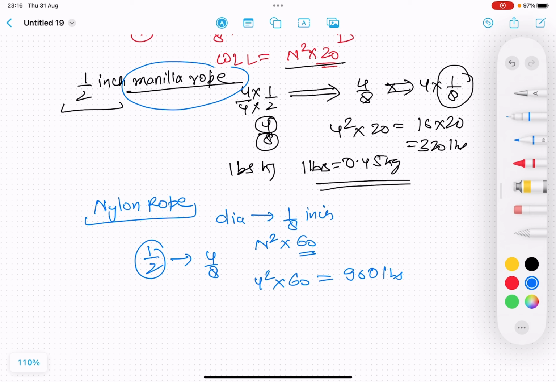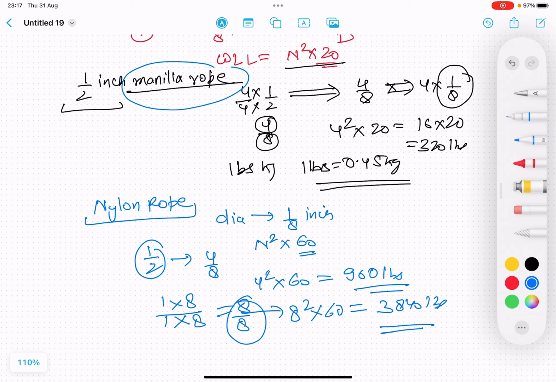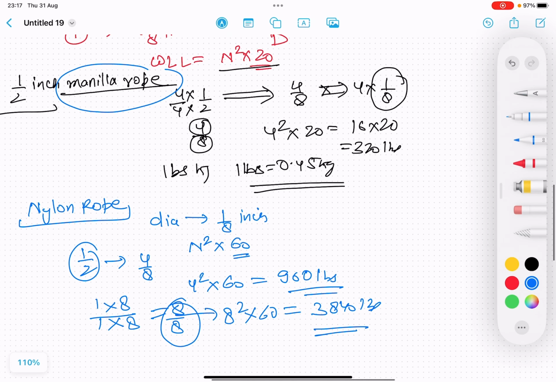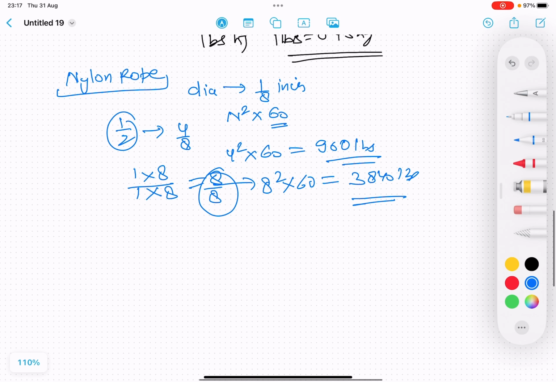In this way you can easily calculate. Similarly, if there is a 1 inch rope, I multiply and divide by 8, so it is 8/8. Then 8 squared into 60: 64 into 60 is 3840 pounds. Always remember the value calculated using this logic is in pounds. This is nylon, but the basic idea is the same. Convert the diameter into eighths of an inch and square the numerator. For Manila rope, multiply by 20; for nylon rope, multiply the numerator squared by 60.